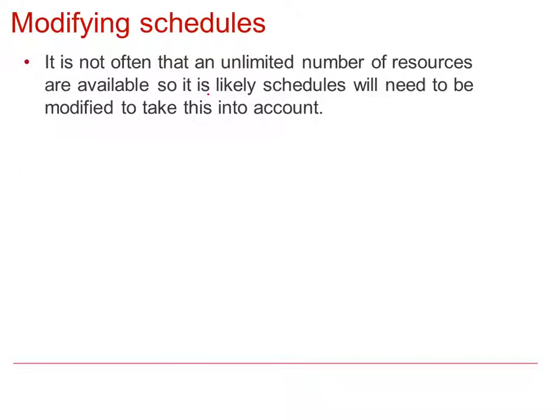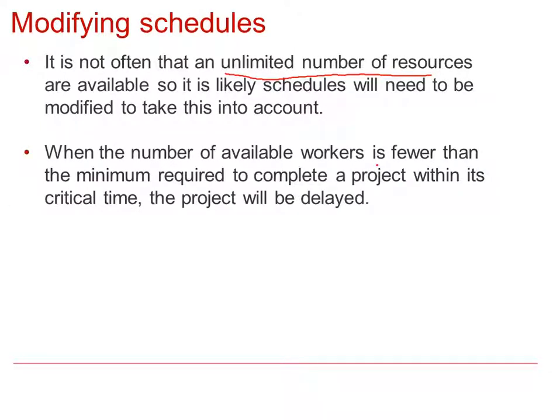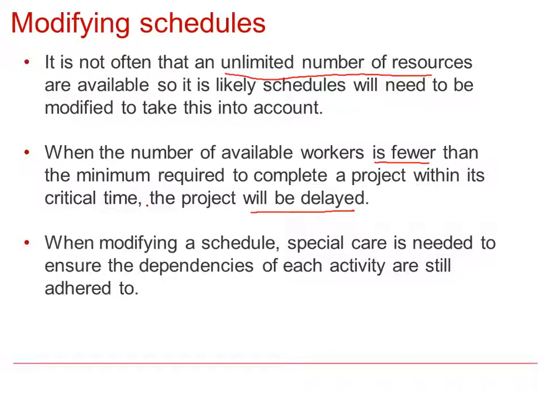So it's not often that an unlimited number of resources are available, so it's likely schedules will need to be modified to take this into account. When the number of available workers is fewer than the minimum required, the project will be delayed. When modifying a schedule, special care is needed to ensure the dependencies of each network are still adhered to, and this is something that is often forgotten.